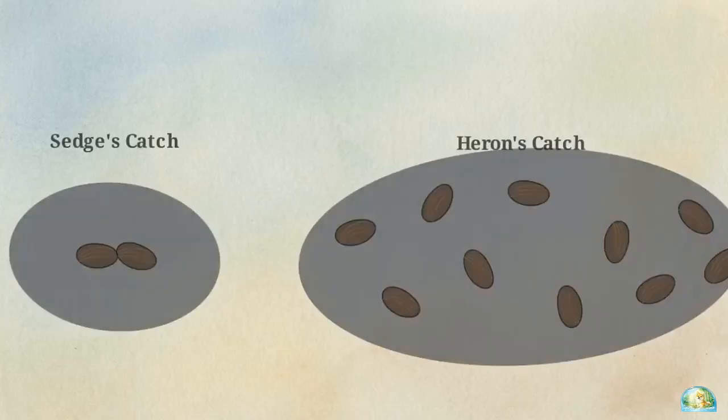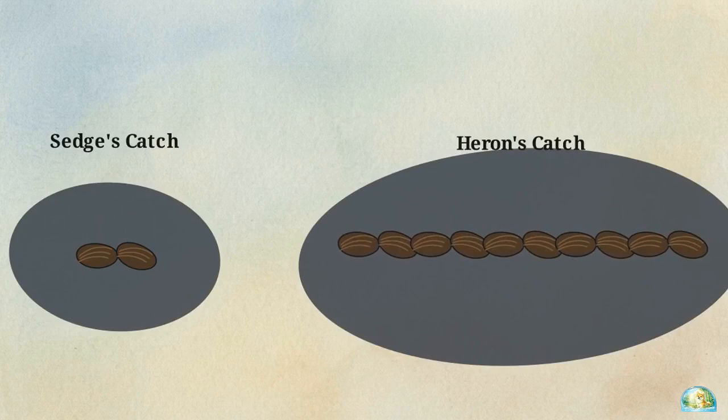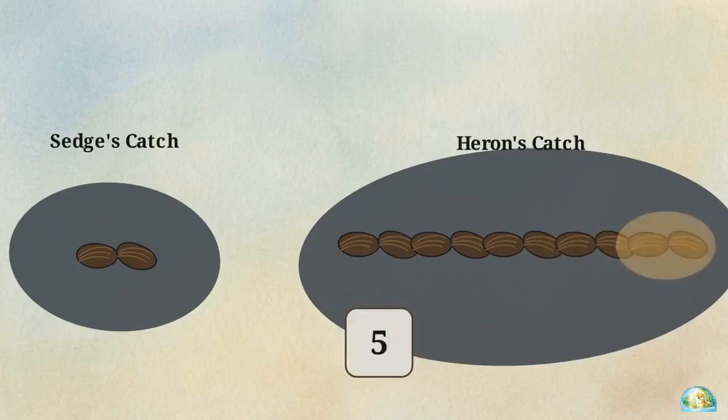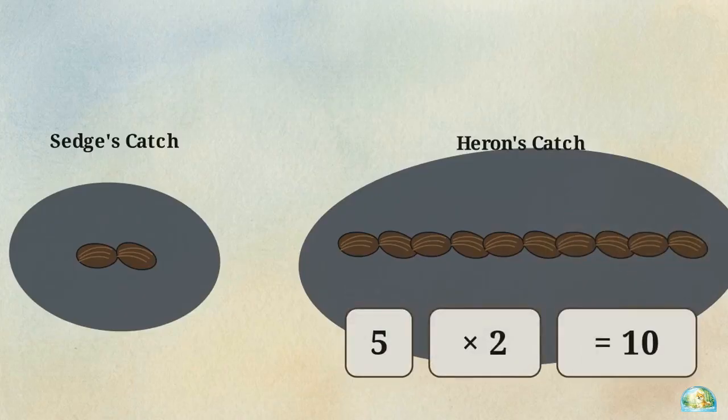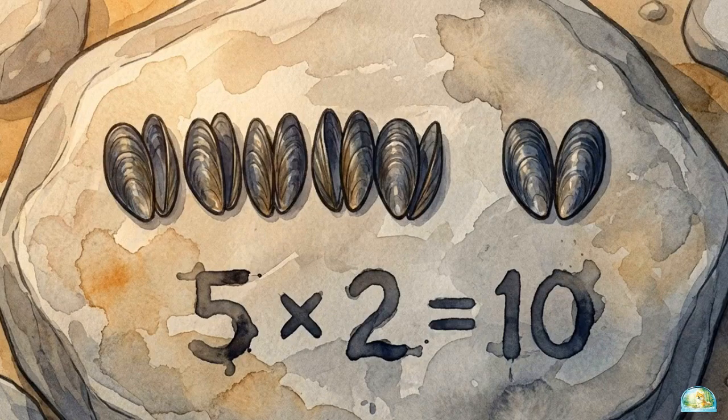We segment that pile of 10 into smaller, equal groups of 2 to match Sedge's catch. It takes 1, 2, 3, 4, exactly 5 distinct groups of 2 to reach 10. Since 5 times 2 equals 10, we have shown that 10 is exactly 5 times as many as 2.